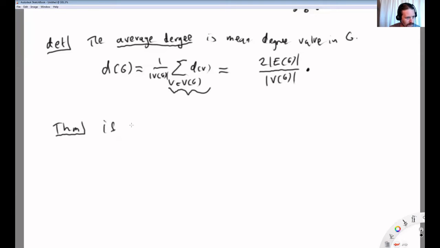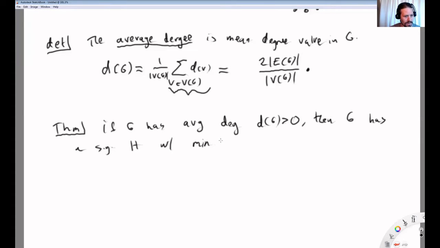So if G has average degree d(G), just positive, so it can't be 0. If it's 0, this doesn't work. Then G has a subgraph H with minimum degree, and remember, we use lowercase delta of H for minimum degree. I hope I used that last time. Strictly greater than 1/2 of the average degree of G.